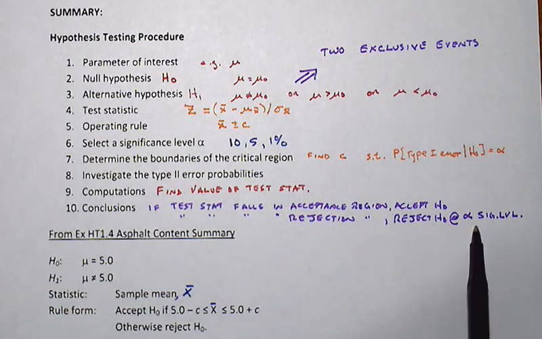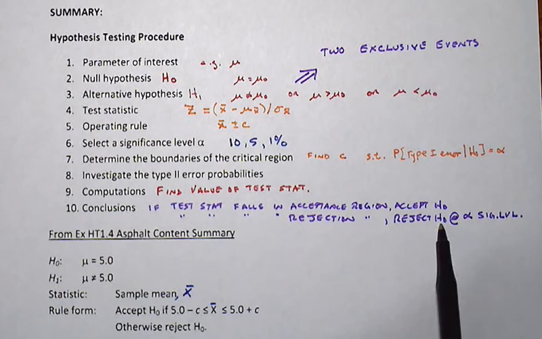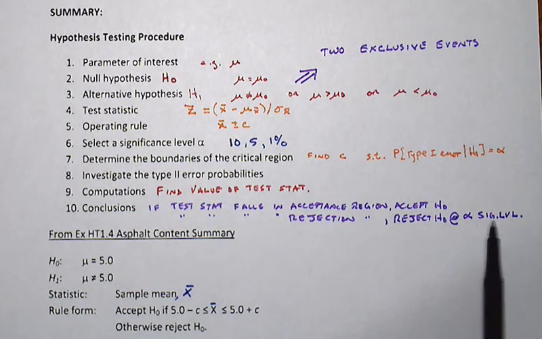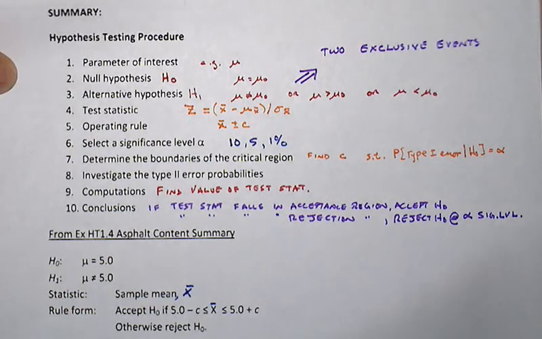It doesn't mean that H0 is incorrect. It just means that you're going to reject it at this significance level, and that's a key aspect here. It softens your statement a little bit, but it is an important and subtle kind of distinction.